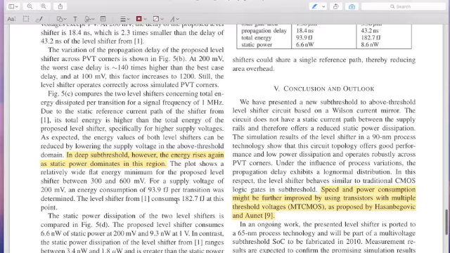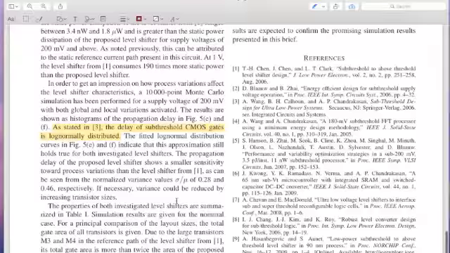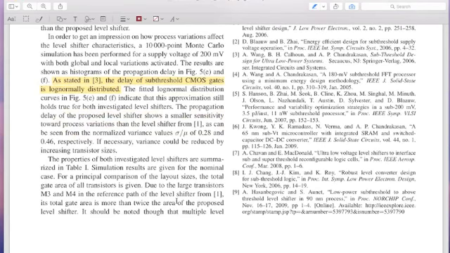Okay, so I'll basically stop here. You can go through both these papers, and if you have any questions, we can discuss that in the next class.